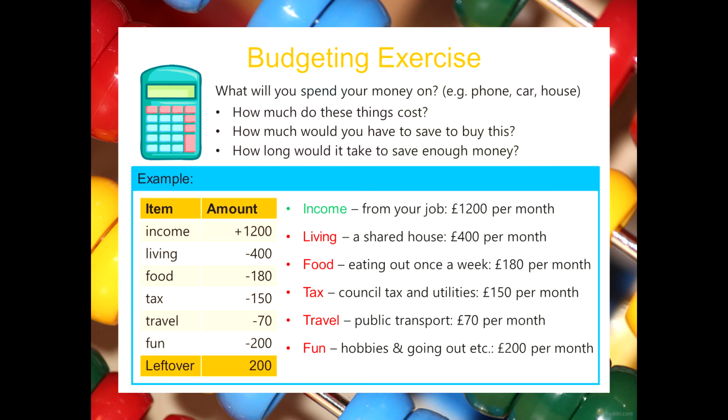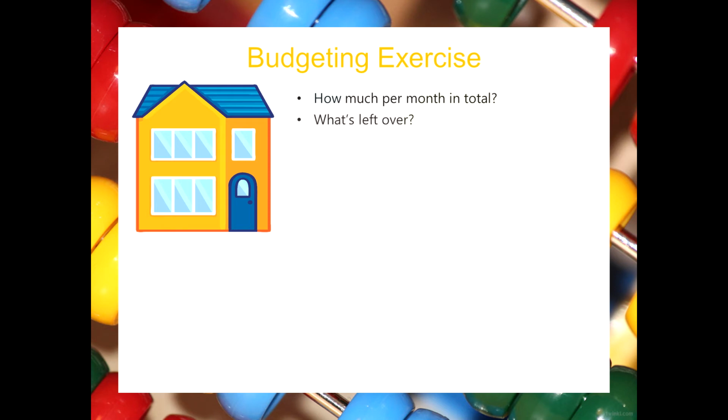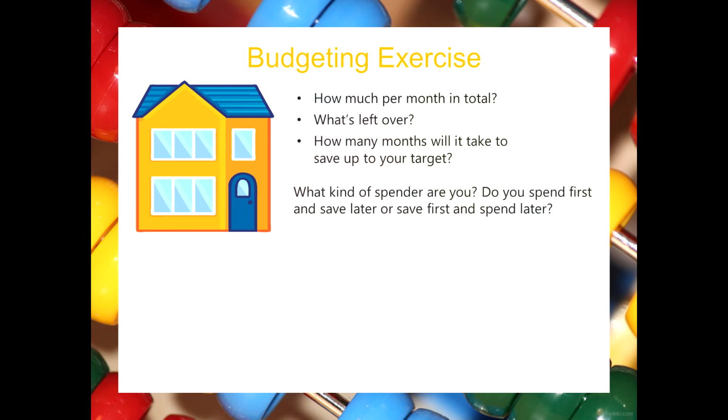We can put them into a little table. So income's up the top there, that plus 1,200, and then our expenses coming out of that, so living, food, tax, travel and fun. And when we add all of that stuff together, we have got £200 left over at the end of the month. Now that is money that we can save and put towards something more expensive than our usual expenses. So we need to work out how much is spent each month, how much is left over, and how many months it takes you to get to your target.